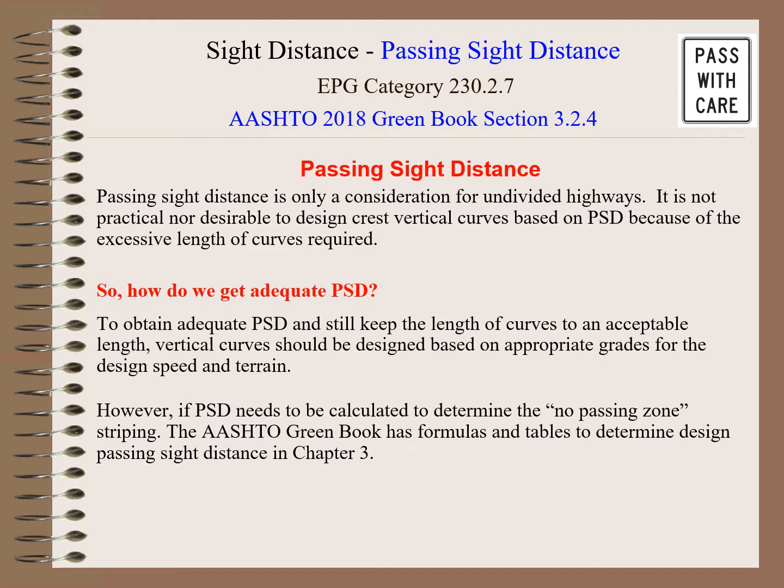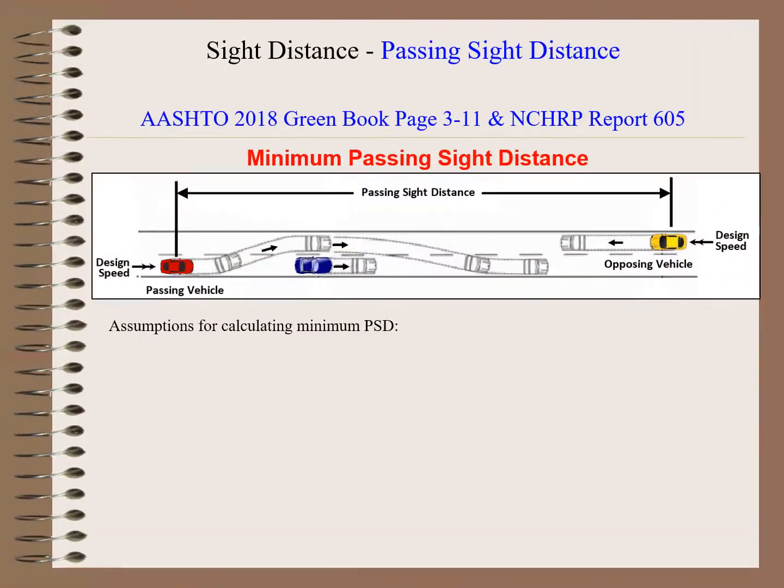However, if passing sight distance needs to be calculated to determine the no passing zone striping, the AASHTO Green Book has formulas and tables to determine the design passing sight distance, and that can be located in Chapter 3. In the AASHTO 2018 Green Book, page 3-11, and the NCHRP Report 605 talk about the minimum passing sight distance and the assumptions that go along with it for calculating minimum passing sight distance.